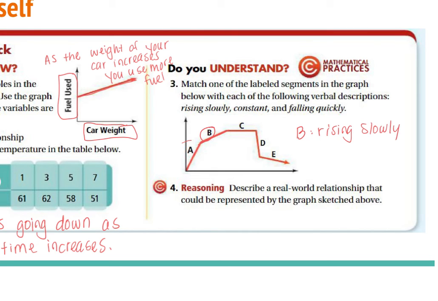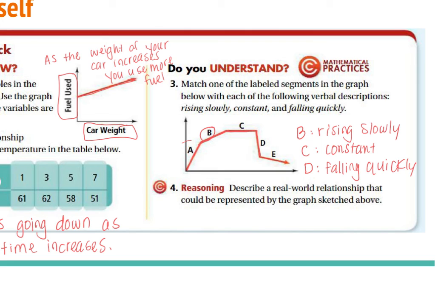Okay, our constant is going to be C. Why? Because it's not rising and it's not falling. It's kind of staying the same, okay? So C is going to be our constant. And then our falling quickly is obviously D, okay? It's going down at a very rapid rate. So D is falling quickly. Now, E is also falling, but it's not falling very fast. D is falling much faster. Okay?